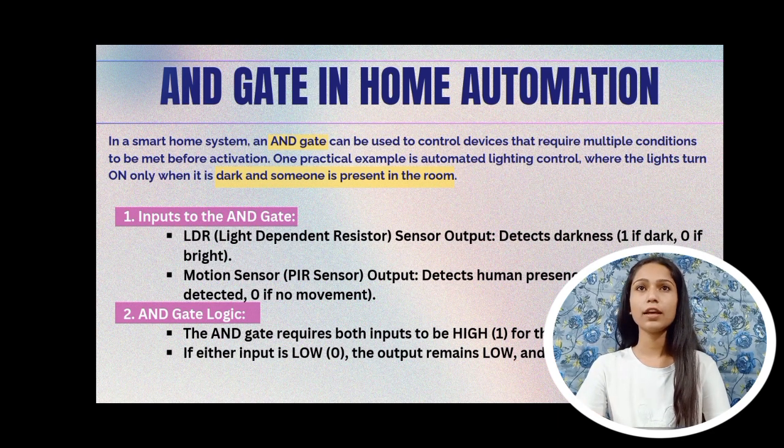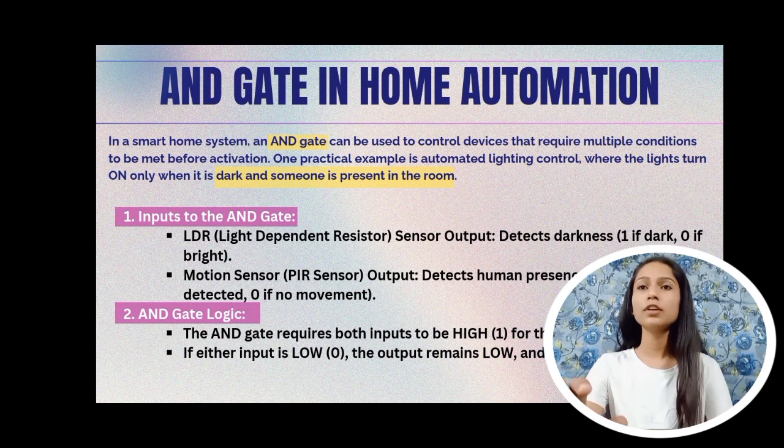One input of the AND gate will be the output of the LDR sensor, and the second input will be the output of the motion sensor. The LDR detects darkness, and it returns 1 if it is dark and 0 if it is bright. Then we have the motion sensor. If movement is detected, then it will return 1, otherwise it will return 0.